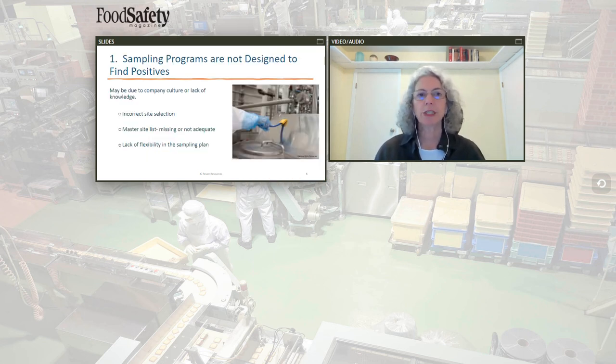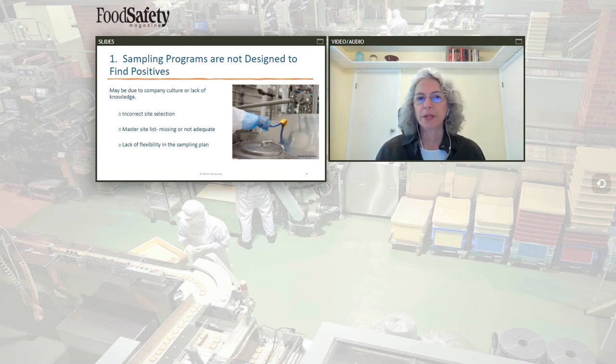So the first one I'd like to mention is I've seen sampling programs that are not really designed to find positives. And this may be due to company culture. Maybe because they're in produce, they're thinking, okay, Listeria is ubiquitous, it's going to come into the operation at some point. I don't really want to be aware that it's coming in. I'm concerned if I get a positive, what is the FDA going to say? Or it could just be a lack of knowledge. They're not aware of what they need to do for a very effective sampling program.